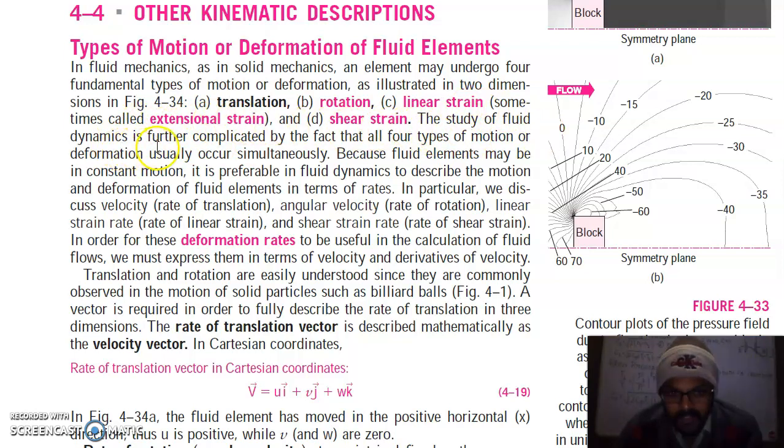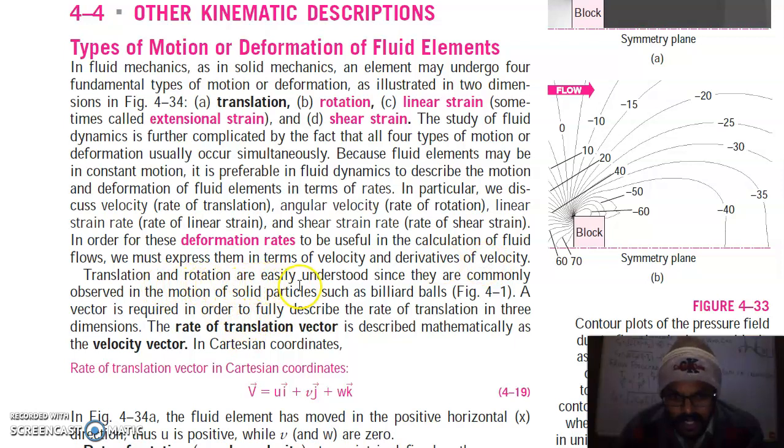The study of fluid dynamics is further complicated by the fact that all four types of motion or deformation usually occur simultaneously. Because a fluid element may be in constant motion, it is preferable in fluid dynamics to describe the motion and deformation of fluid elements in terms of rates. In particular, we discuss velocity (rate of translation), angular velocity (rate of rotation), linear strain rate, and shear strain rate (rate of shear strain). In order for these deformation rates to be useful in the calculation of fluid flows, we must express them in terms of velocity and derivatives of velocity.